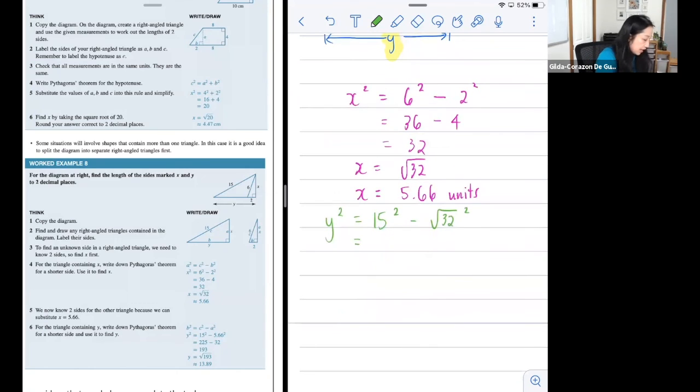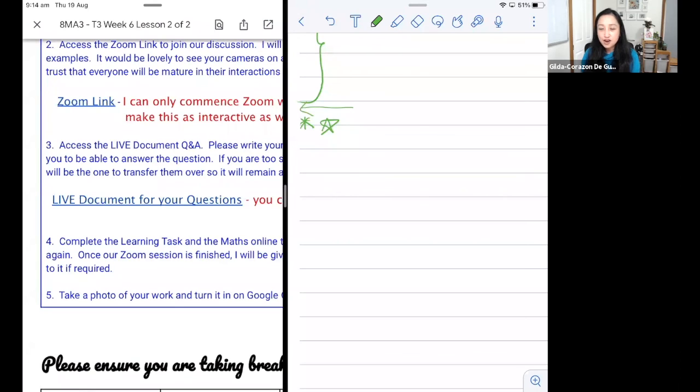And therefore you have what's 15 squared, that's 225, minus 32, and 225 minus 32 would give you 193. y therefore is the square root of 193, which is 13.89.